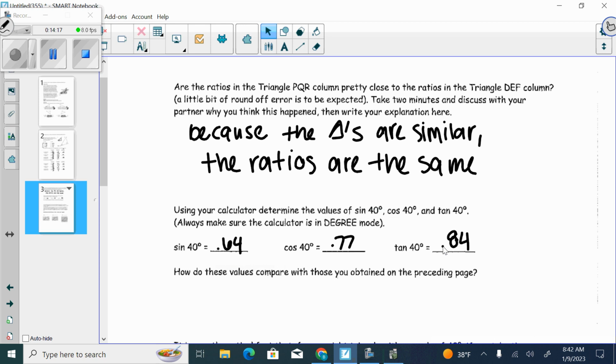All right. So then it asks, how do these 3 answers that we just got compare to the answers that we had for our ratios on the 2 triangles? So what do we notice?